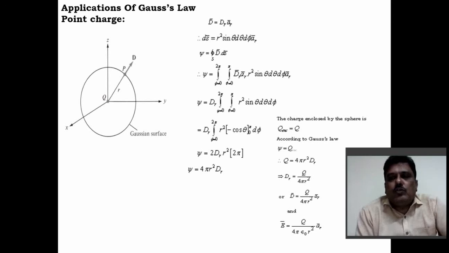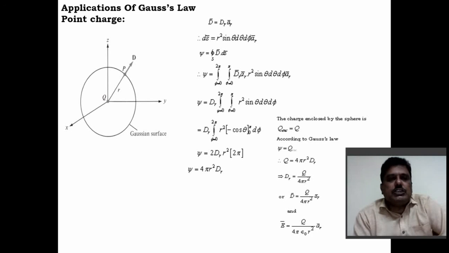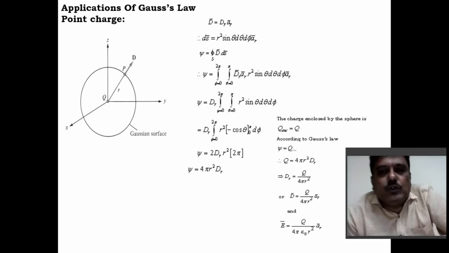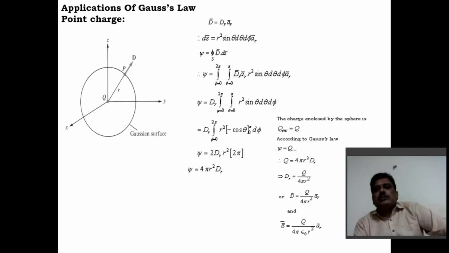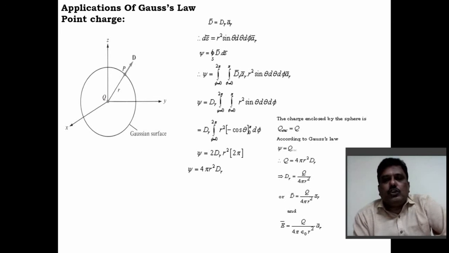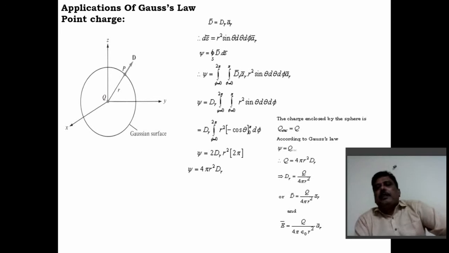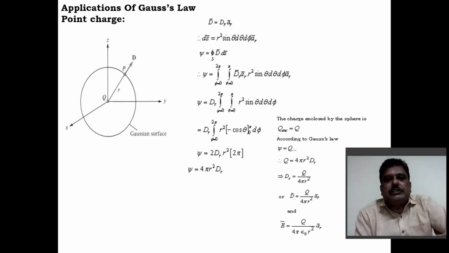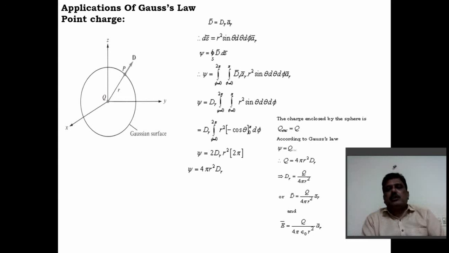The charge enclosed by the sphere has only a single charge, which is Q, enclosed by the Gaussian surface. So Q enclosed equals Q. According to Gauss's law, psi equals Q enclosed. Therefore Q equals 4 pi r square Dr, from which Dr equals Q by 4 pi r square, or D bar equals Q by 4 pi r square ar bar. And from this, the electric field intensity at point P due to charge Q, which is at a distance small r, is E bar equal to Q by 4 pi epsilon naught r square ar bar.